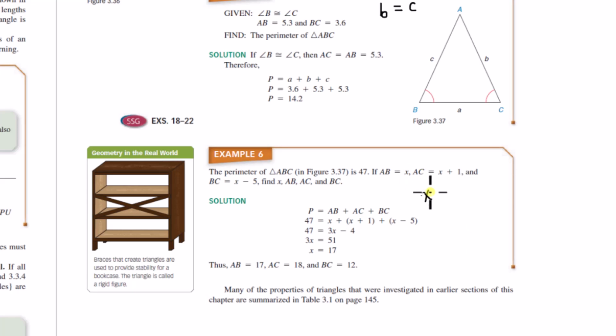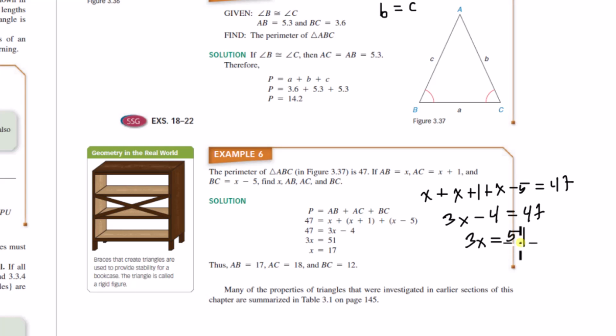But if the perimeter is 47, then what is the meaning of perimeter? We just add up the lengths of all the sides. So x plus x plus 1 plus x minus 5 is equal to 47. So 3x minus 4 is equal to 47. 3x is equal to 51. So x is equal to 17. So that's x. And now to get the side lengths, AB is equal to 17, AC is equal to 18, BC is equal to 12.